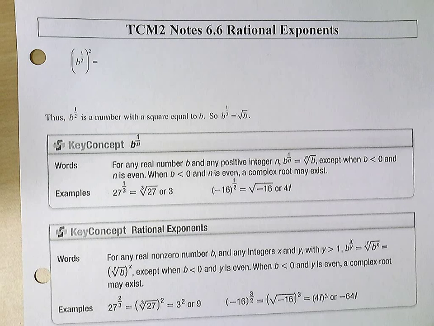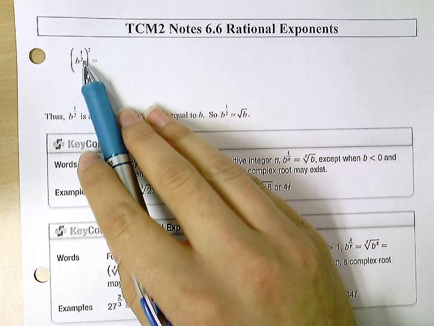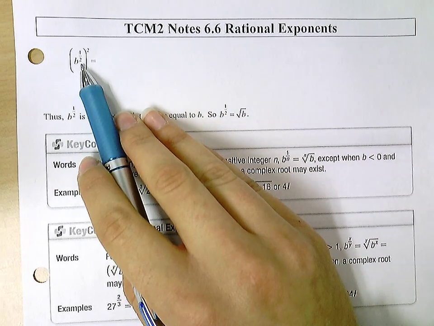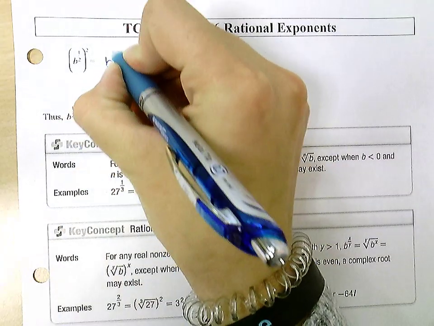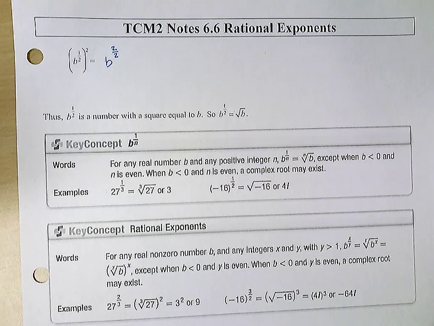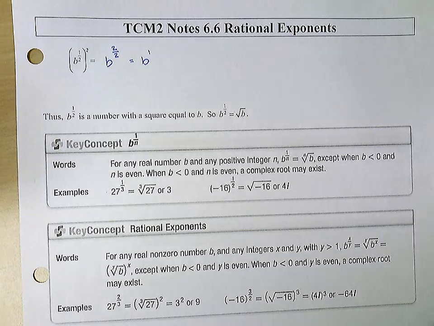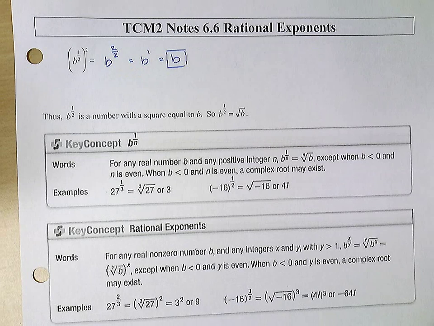Rational exponents, meaning we're going to have a fraction as our exponent. Just as a reminder, what happens when you have b raised to the 1/2 and you square that? If you have two exponents together, you multiply those. So I would end up with b to the 2/2, which is just b to the 1st, or b.